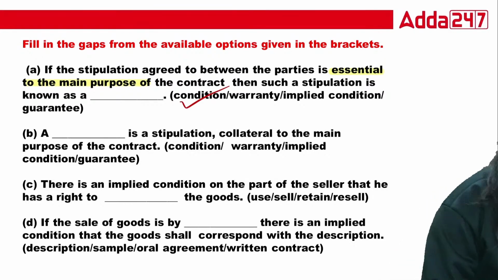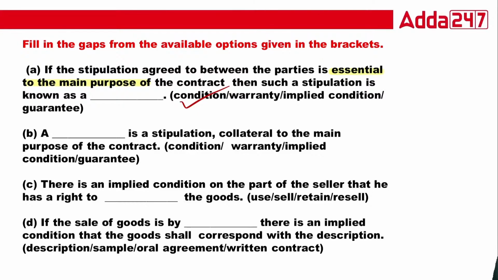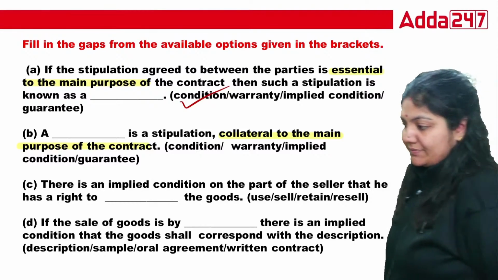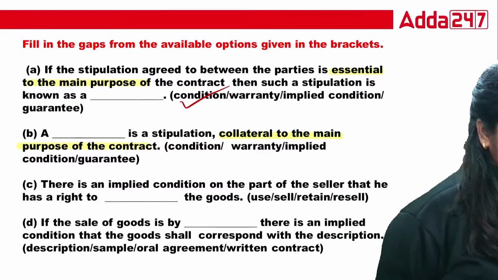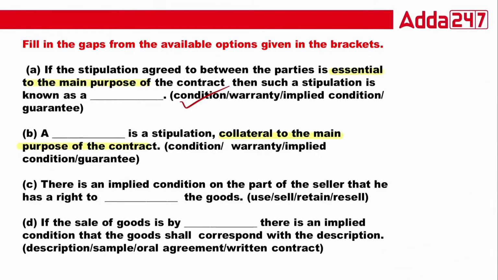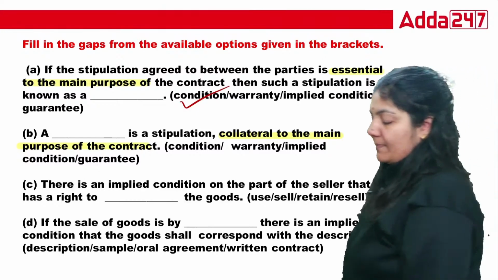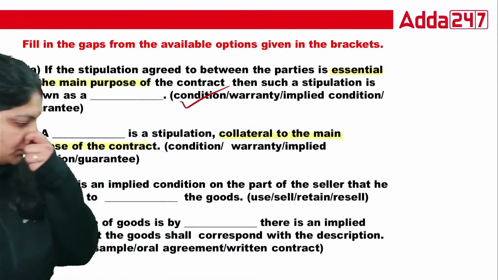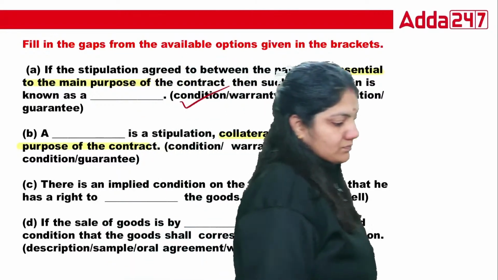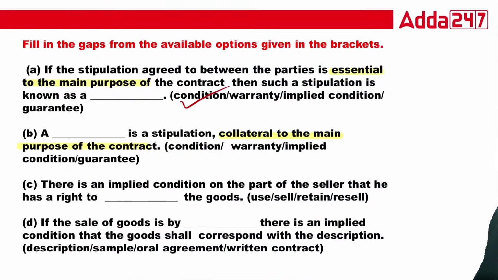Now, a dash is a stipulation collateral to the main purpose of the contract. What is this? Tell me the right answer. So collateral, that is obviously warranty.